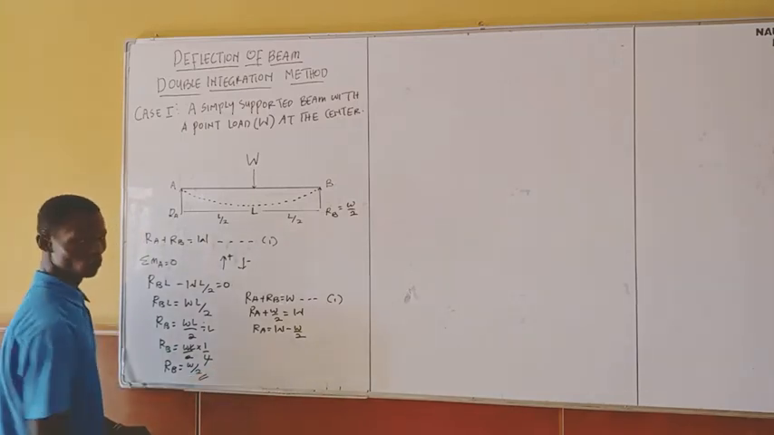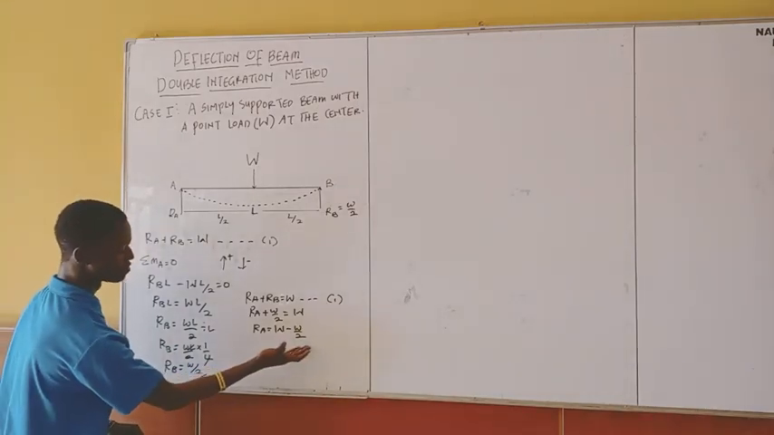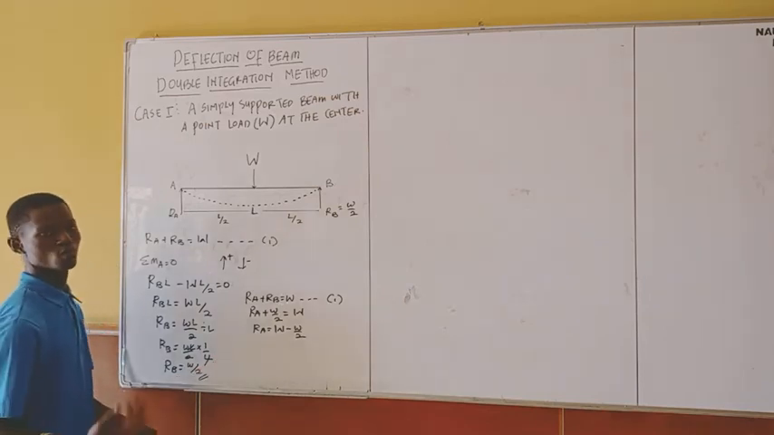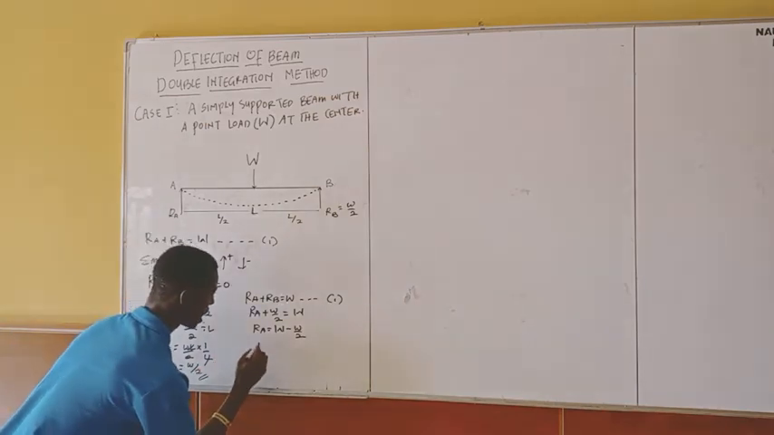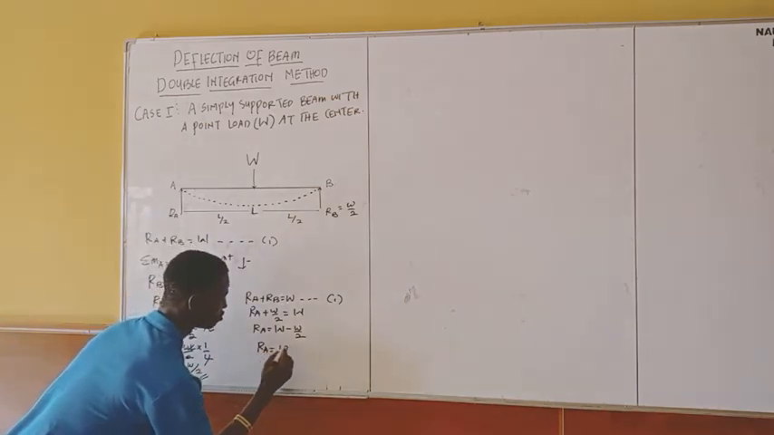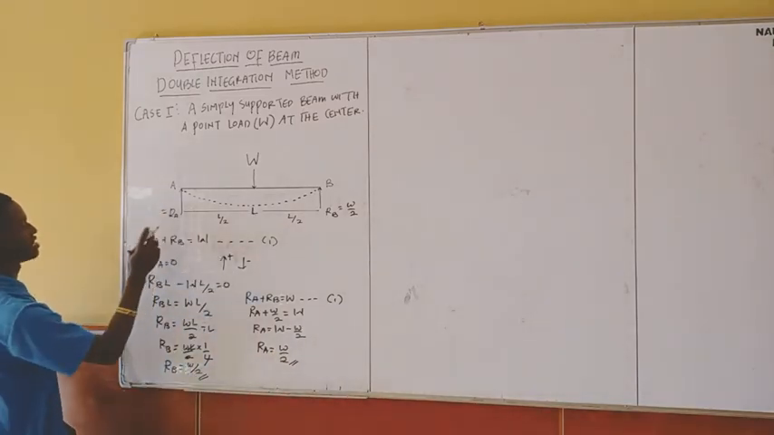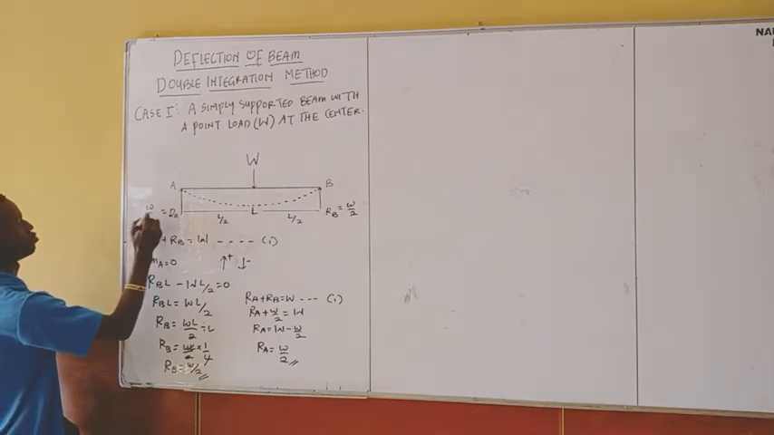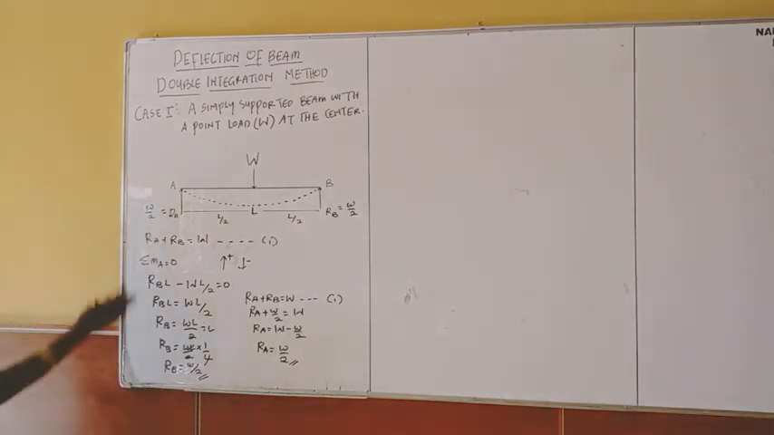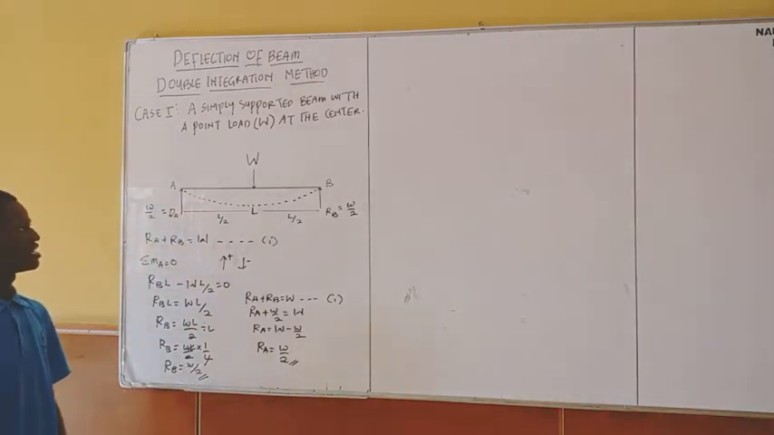And this is W. So by removing half from the whole, it's going to give me half. So in this case now, my RA is going to give me W over 2. This is the value of my RA. That is the reaction at the support, W over 2. So I find the reaction at both the supports. So the next thing for me is what?